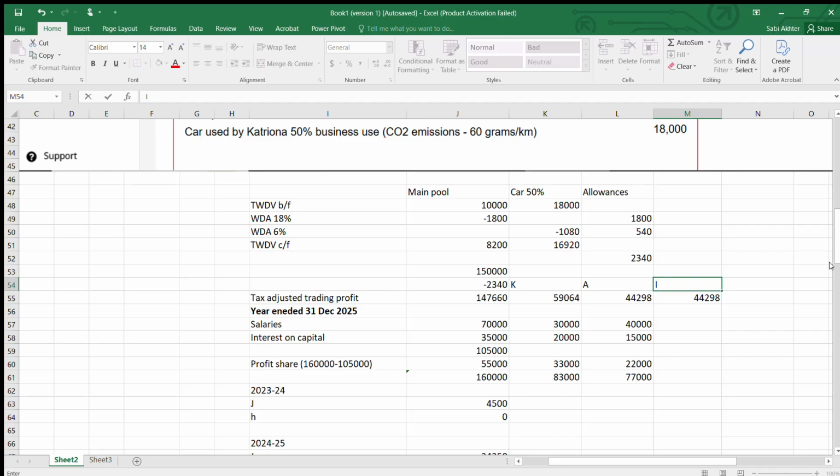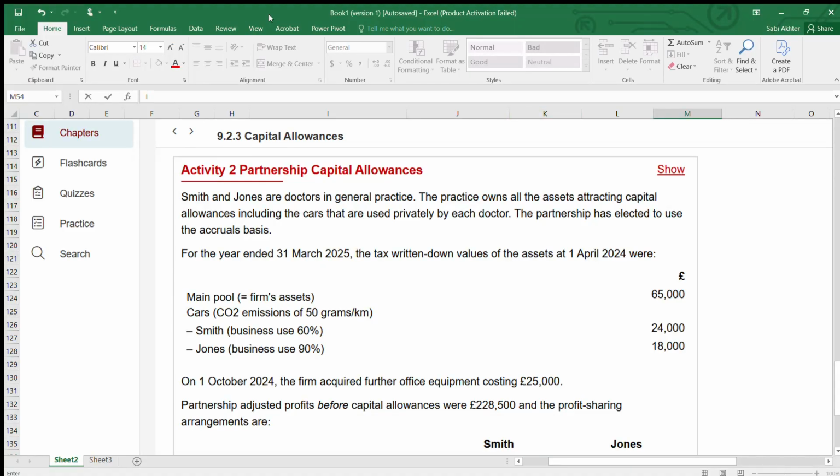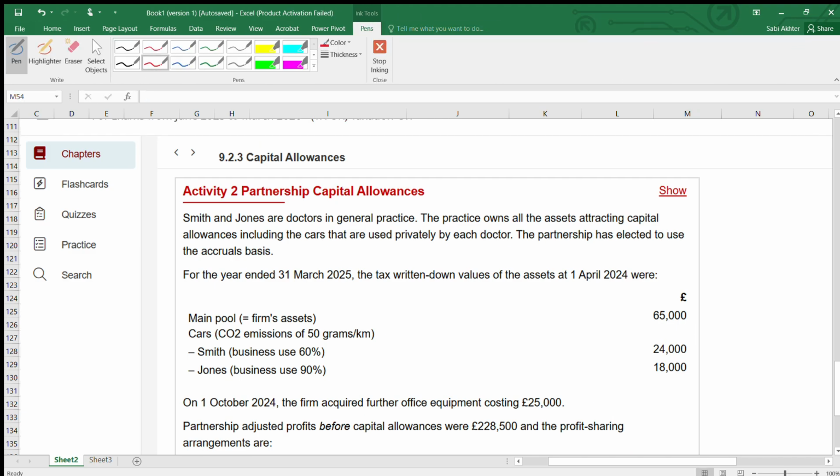Now, moving on to the next question, activity 2. Activity 2 is about Smith and John. This is about capital allowances, including cars that are privately used by each doctor. Accrual basis is stated, and tax written down value has been given. Main pool 65, the CO2 emission is 50, therefore it goes in the main pool. So if you see here the CO2 emission, this goes in the main pool, that means WDA will be at 18%. Business use for Smith is 60, for John it is 24, and this one 18.